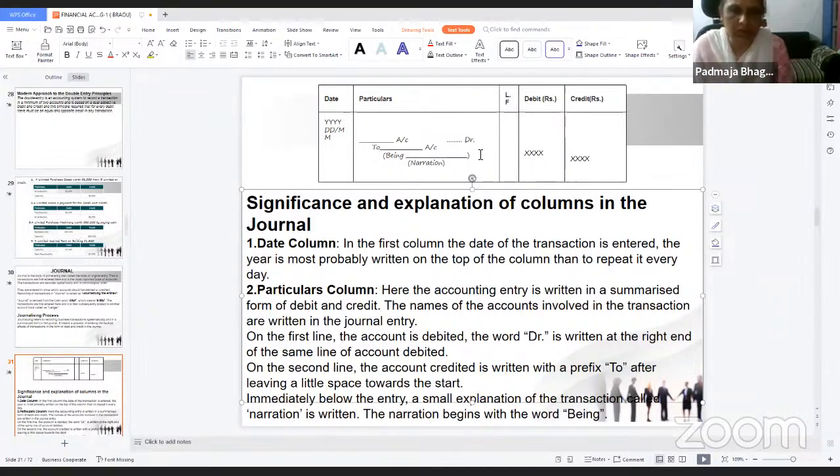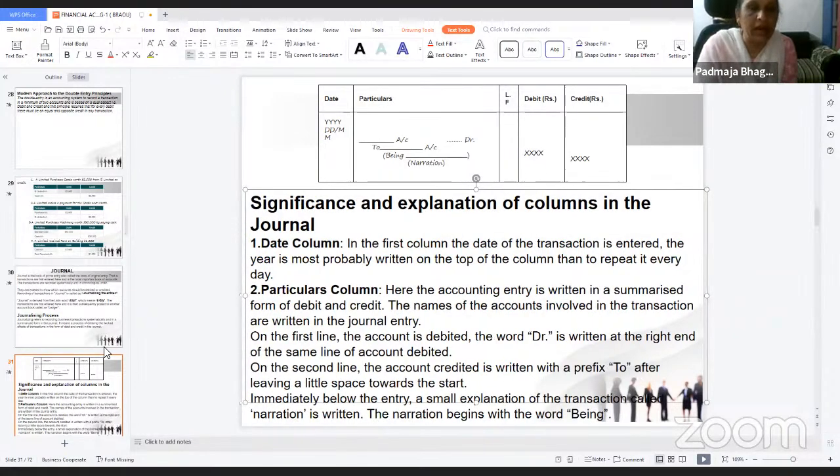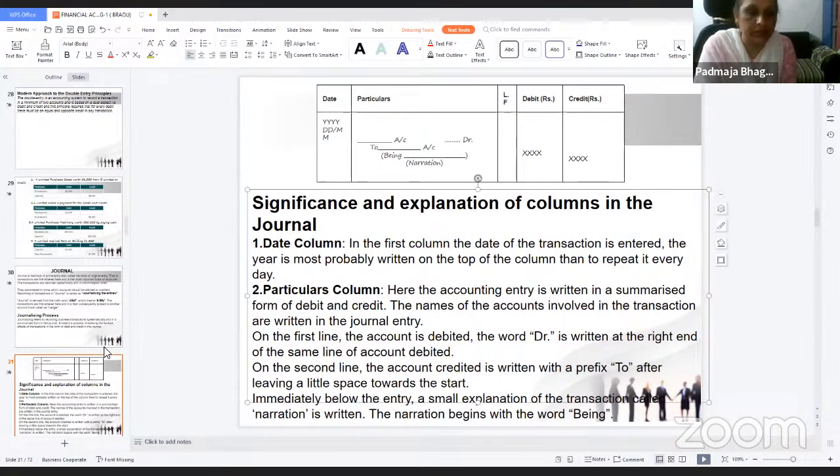Just posting is not the important thing. You also have to write the narration, stating from where you have purchased it. So the significance and explanation of the columns, you know just now, no? These are the particulars. On the first line you have the debit and the credit, you have to mention it.